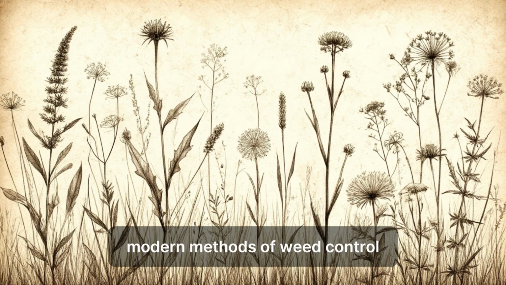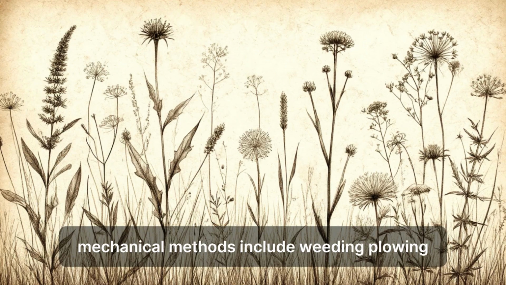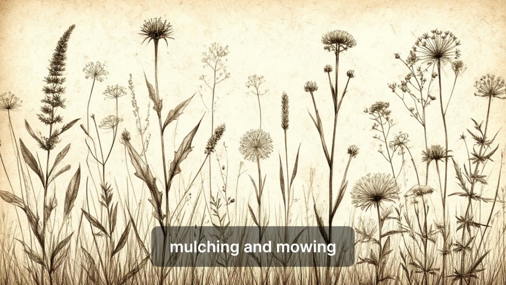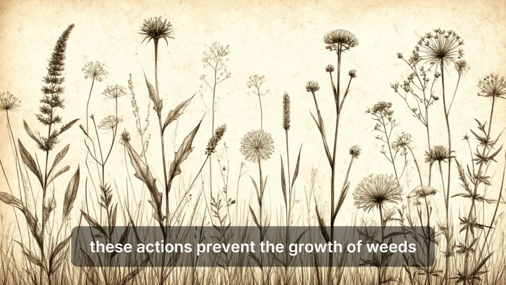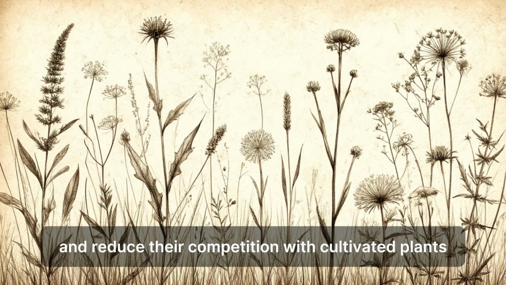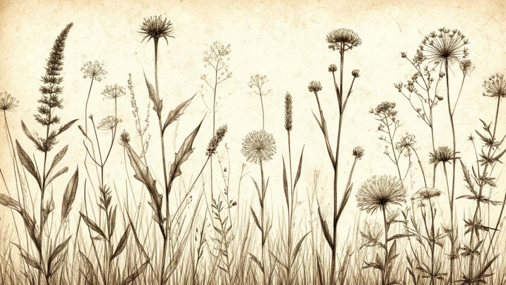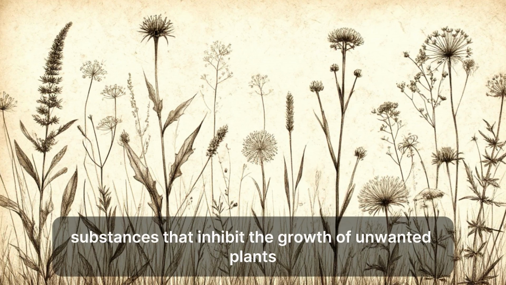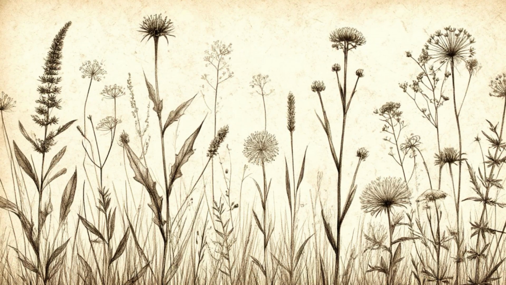Modern methods of weed control include both mechanical and chemical methods. Mechanical methods include weeding, plowing, mulching, and mowing. These actions prevent the growth of weeds and reduce their competition with cultivated plants. Chemical methods include the use of herbicides, substances that inhibit the growth of unwanted plants.